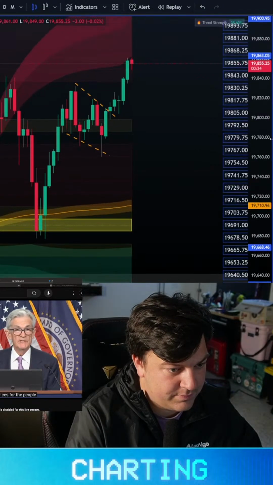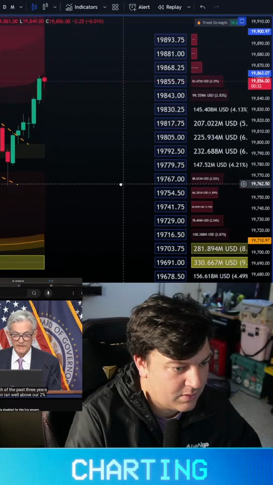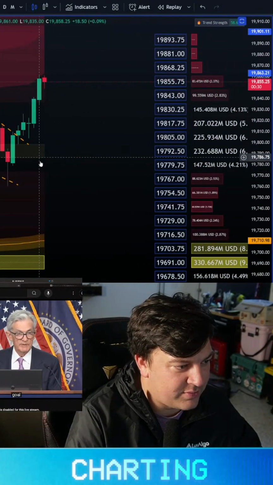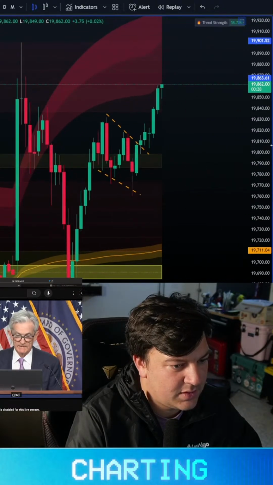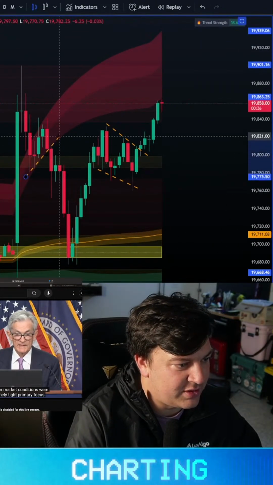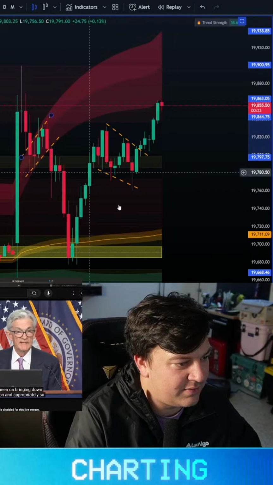For much of the past 3 years, inflation ran well above our 2% goal and labor market conditions were extremely tight. Bull flag off a high volume note. But this is our inverse head and shoulders. You could have said that. Our primary focus has been on bringing inflation down, and appropriately so.